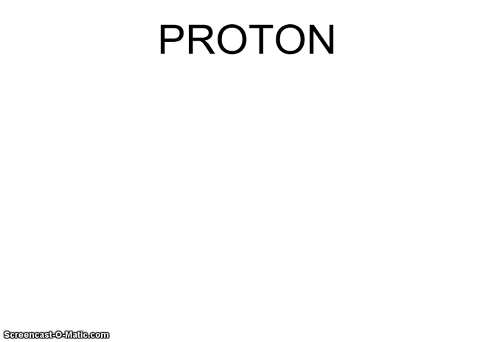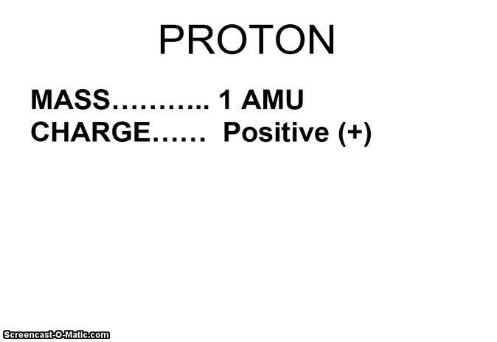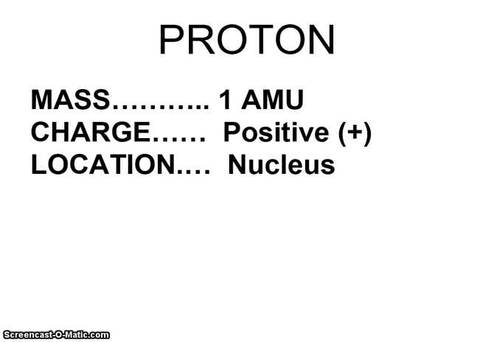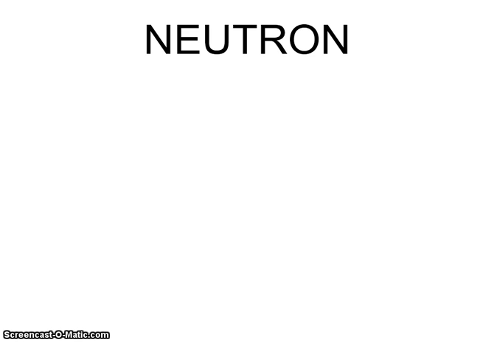So protons have a real simple mass. Their mass is 1 AMU. That's an atomic mass unit. The charge of a proton is positive. We just draw it with a plus sign, positive. The location, where do you find these guys? They reside in the middle of the atom in the nucleus. So those are the basic factoids about the proton to start us off. Okay, you want to think like a proton. They are always positive.